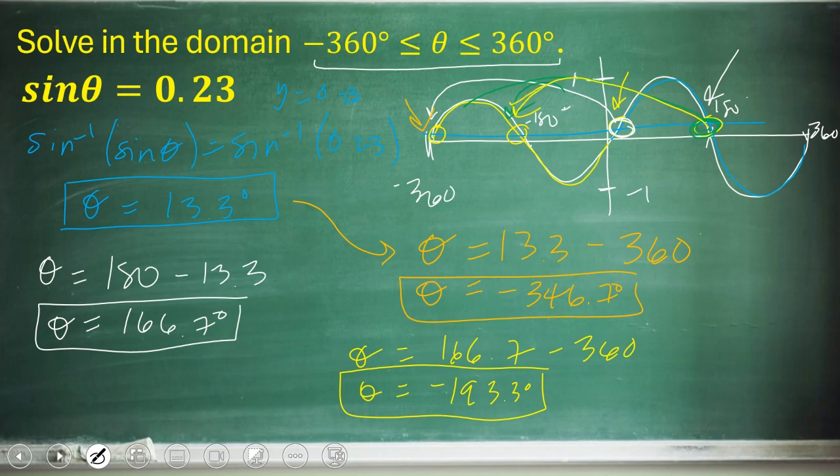It's exactly 13.3 degrees away from negative 180 degrees. And this value right here is exactly 13.3 degrees away from negative 360 degrees. These are our 4 solutions.